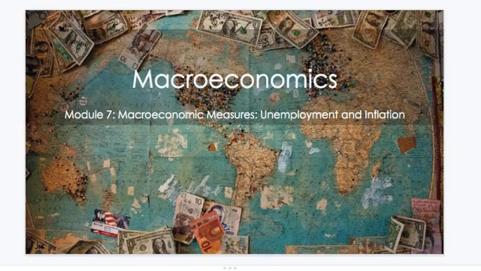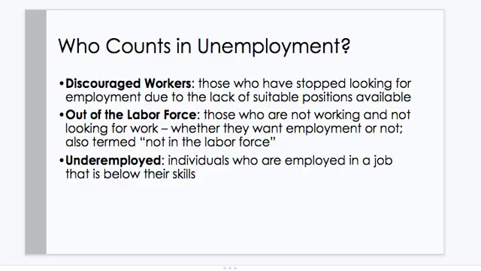Module 7, Unemployment and Inflation. Who counts in unemployment? Discouraged workers, those who have stopped looking for employment due to the lack of suitable positions available. They will not be counted.